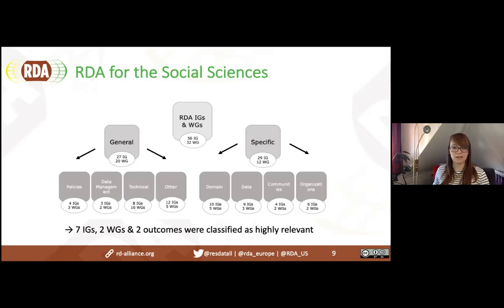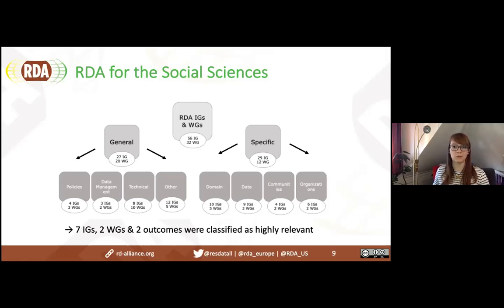And based on this, I had a look at all of the different working groups and interest groups and all of the outcomes, and classified them as either being highly relevant for social sciences, moderately relevant, or not that relevant. I should say that this is really based on a brief study of the general descriptions of the group, and it's meant as a guideline. Depending on the specific work that you do, some groups that I have not mentioned as being highly relevant might still be relevant for you. This is supposed to be an initial analysis and should not be seen as an evaluation of whether groups indeed are relevant for your own work.